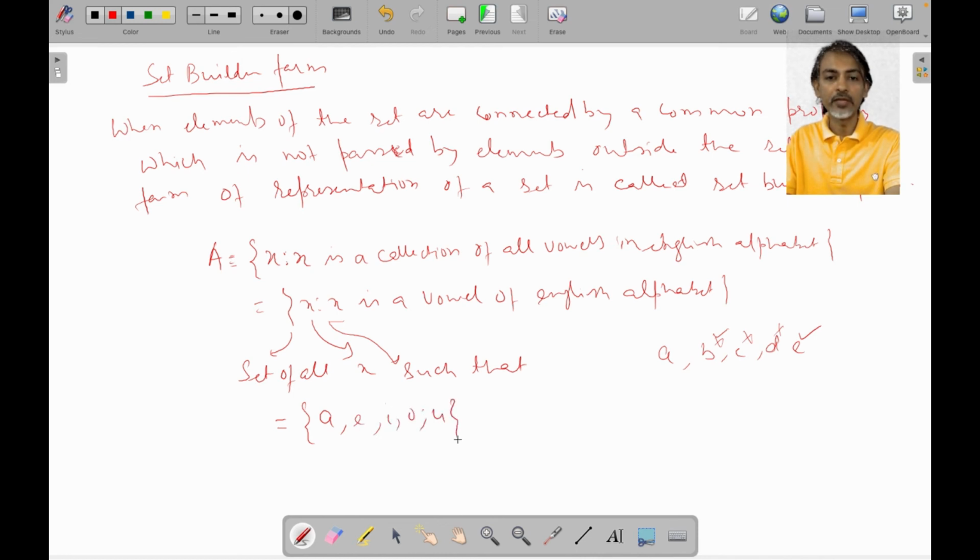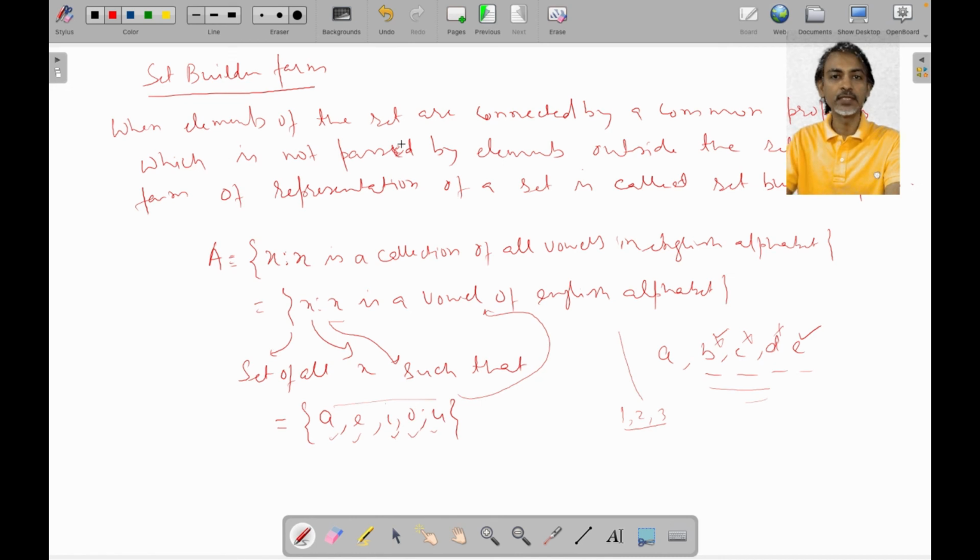So while we define this property, all the elements of this set possess this common property. What is this common property? That they are vowels of English alphabet, right? And any other element outside of this set will not possess the property. So B, C, D, these are not possessing this property, so of course they are not going to be part of this set. Similarly, even if we just talk about some random numbers 1, 2, 3, first of all, they are not English alphabet, so they are not going to be part of this, right?